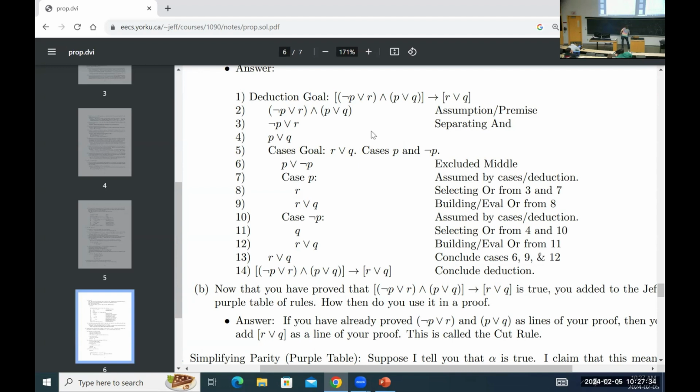Right here, I had R or Q, and I kind of went backwards here. I could go back here and say, okay, what happens if I prove Q? How would I prove Q? Well, this is the only one that mentions Q. If I could prove not P, then I would be done. So now I say, hey, if I could prove P or not P, I would be done. Oh, I can prove that. P or not P, that's the excluded middle. Does that kind of make sense?